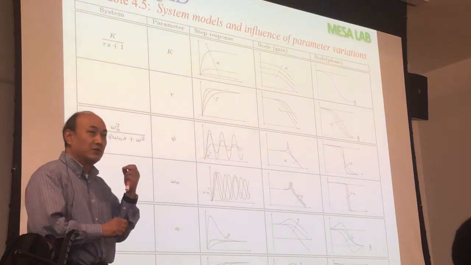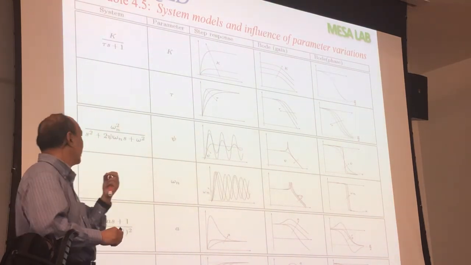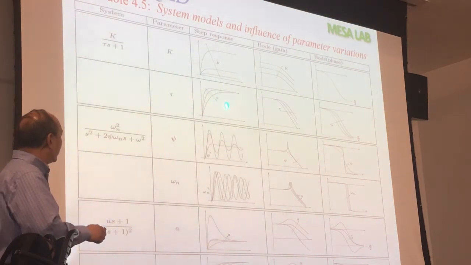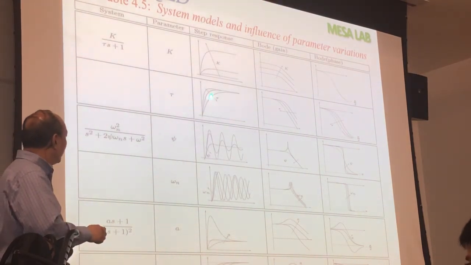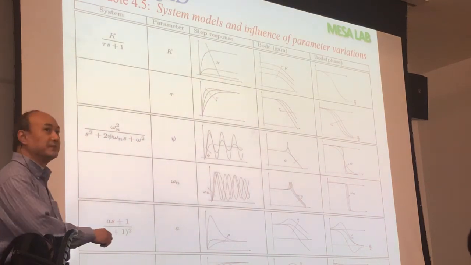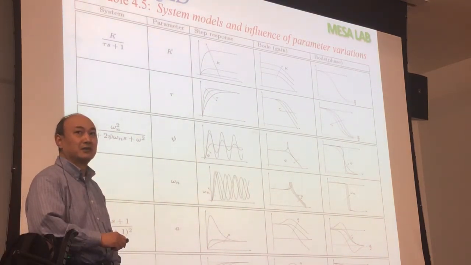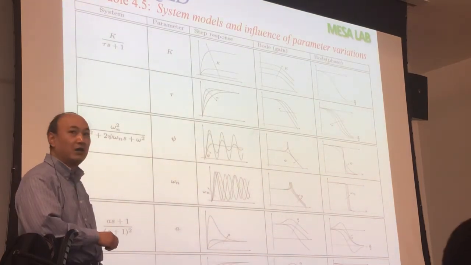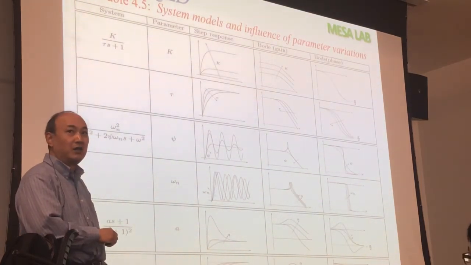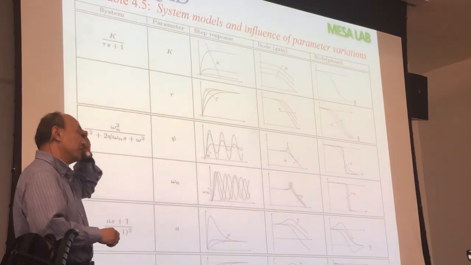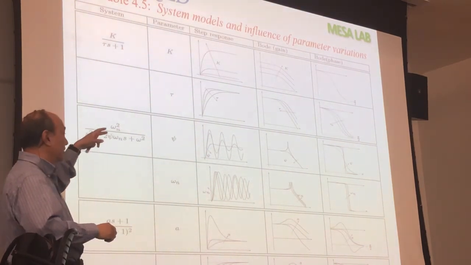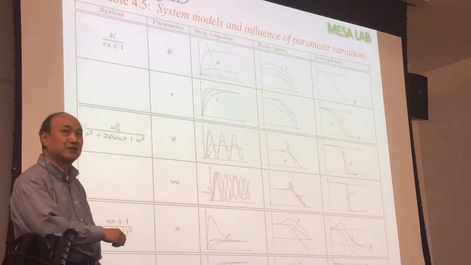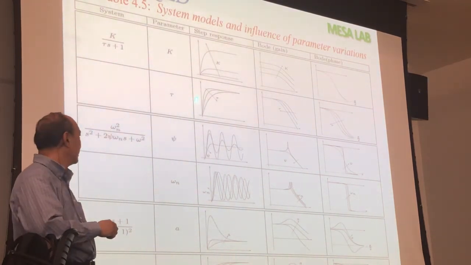So tau, if tau is bigger, then the system is slower. Okay? This tau actually is going down. Going down. You increase the tau, it becomes small. Or in other words, your pole will be closer to the imaginary axis, minus 1 over tau, right?